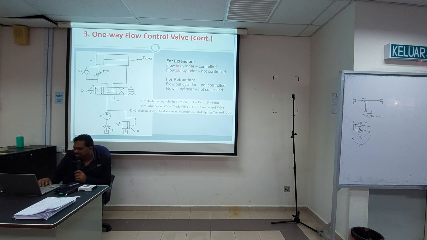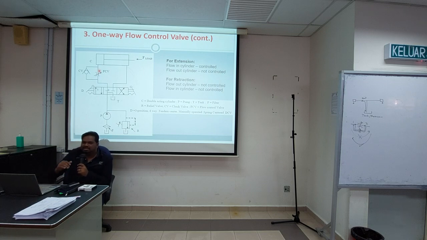So you can read here: extension, flow in is controlled, and flow out here is not controlled. Okay, so for retraction, here is not controlled, retraction is not controlled, flow in is also not controlled. So you try to imagine and see. So only the flow in, when it extends, is controlled.